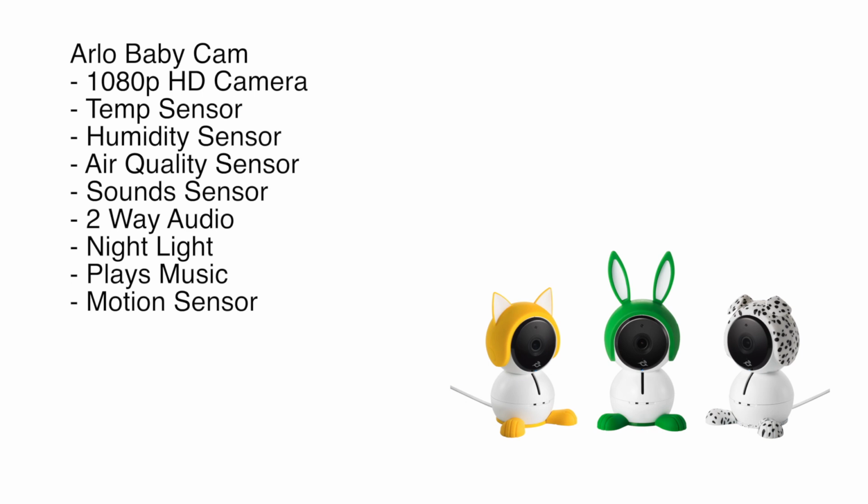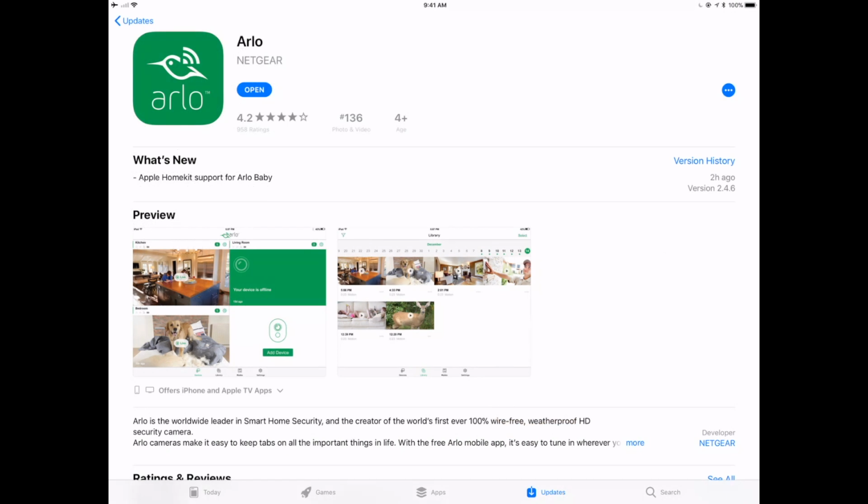It is 1080p. It's got a temperature sensor, a humidity sensor, air quality, and a sound sensor. It's got two-way audio, a nightlight, it plays music, little lullabies, and it's got a motion sensor. This could be an awesome product to work with Apple HomeKit, assuming they expose everything. So let's take a look and see what's actually exposed in the first release.